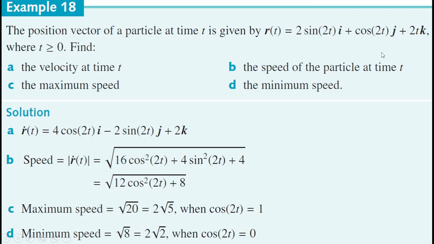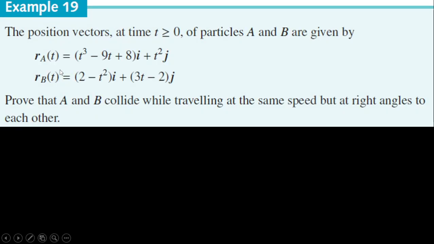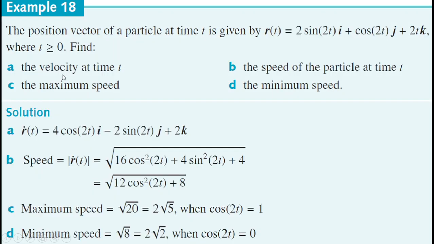You have a position function. You need to find the velocity, so you will have to differentiate. For part B, you will need to take the modulus of part A. To find the maximum speed, you will have to analyze the speed function, as well as the minimum. You need to look at the speed function.